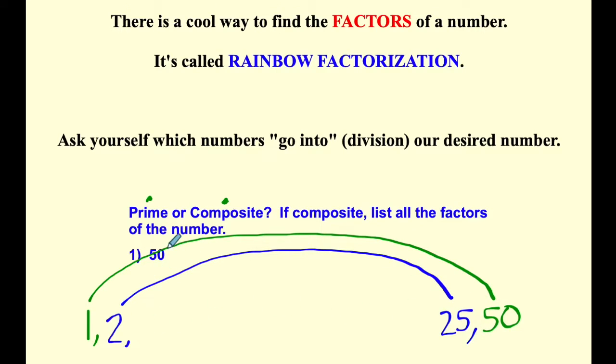Does 3 go into 50? No, it doesn't. If you look at our divisibility rules, you'll see that if we add together the digits of the number, then the original number can be divided by 3. Well, for 50, you got 5 plus 0. 3 can't go into 5, so 3 cannot go into 50.